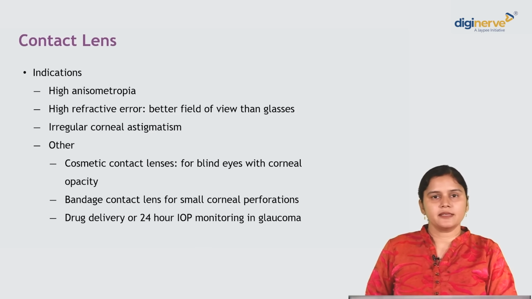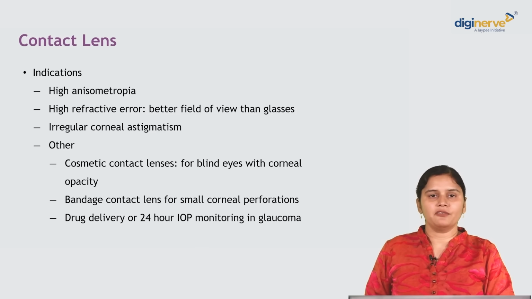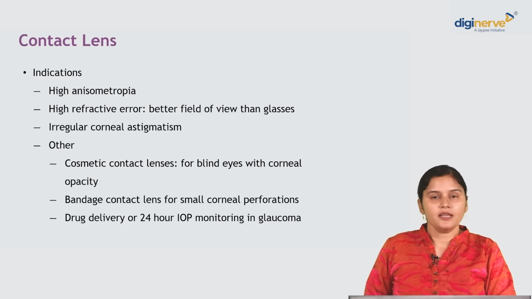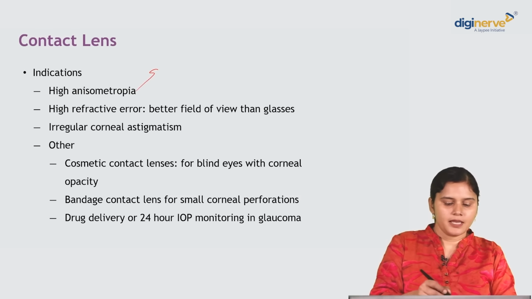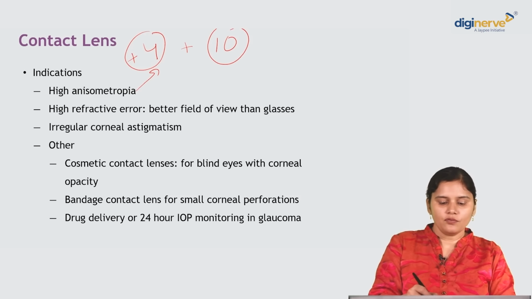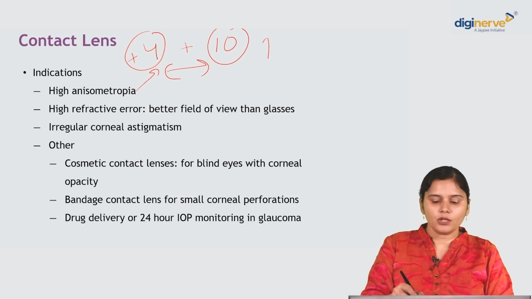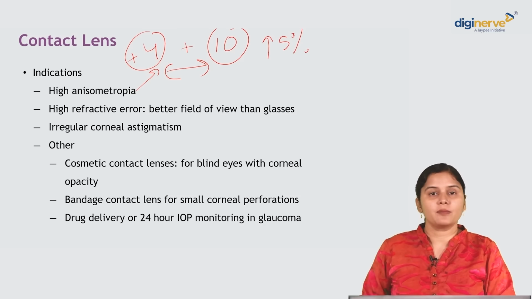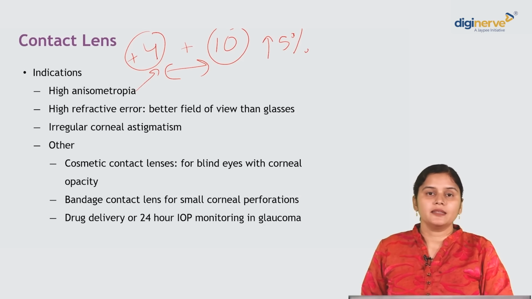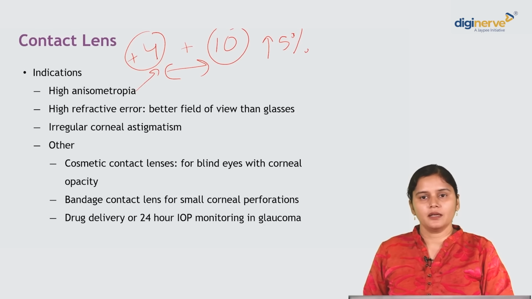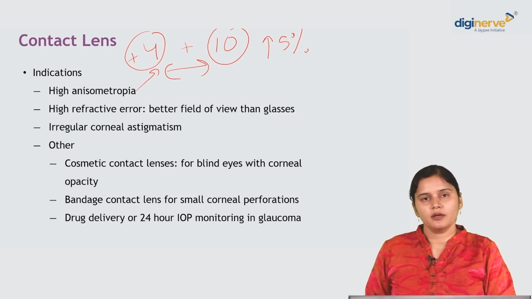Indications of contact lenses: pretty much every person with a refractive error can use contact lenses. If there is anisometropia, where say one eye has +4 and the other eye has +10, there will be a lot of difference in the image magnification that is occurring in both eyes. If there is more than 5% difference of image magnification between the two eyes, then there will be aniseikonia, which means that the person will have double vision, or will see a bigger image with one eye and the brain will not be able to fuse those two images into one.